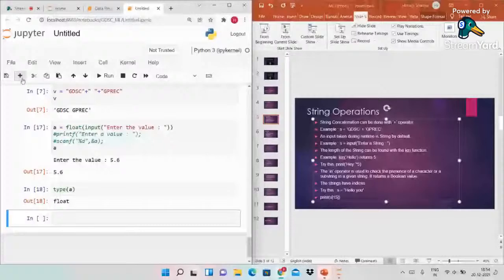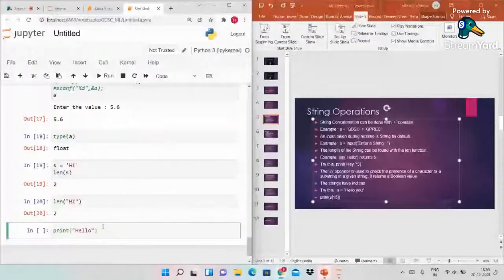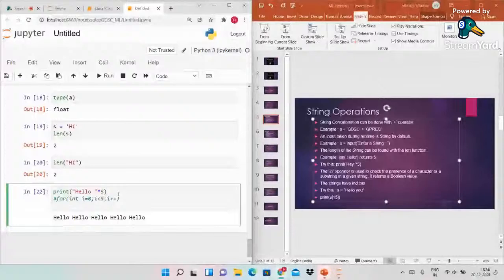And also, this is something that we can try: "hello" into 5. This hello will be printed 5 times, okay? See, this is something that is allowed in Python. But if you want to do the same thing in C, what would we do? For int i = 0; i < 5; i++, and then again we have to write something like printf hello. This is what we do in C, but you don't have to do that in Python. All the things that you wrote in two lines of code can be conveyed in a single line in Python. That is the reason Python is very flexible, okay?